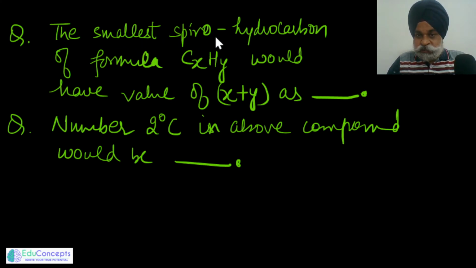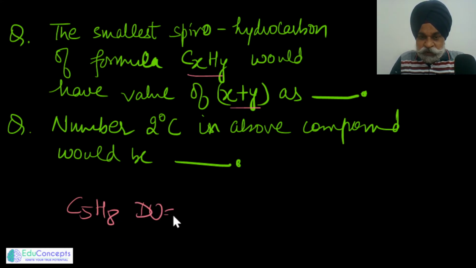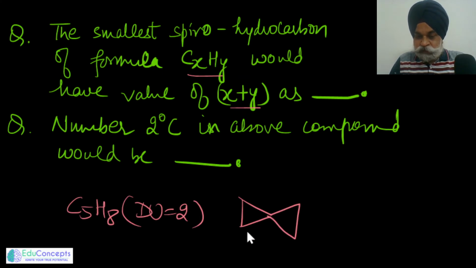The smallest Spiro hydrocarbon of a formula, this would have the value x plus y as how much? In the video itself we wrote that C5H8 has a degree of unsaturation of 2, that is 2 rings are there, each providing 1 degree of unsaturation. This is the smallest one because the smallest ring is 3 carbon, and it is to be joined with 3 carbons so that it could become Spiro. So the formula of this compound is C5H8.